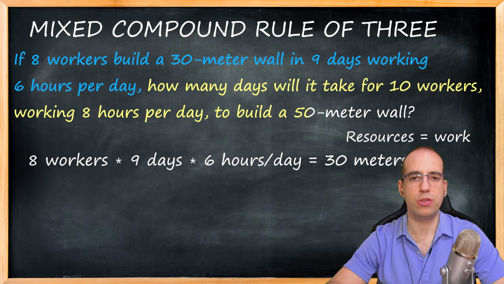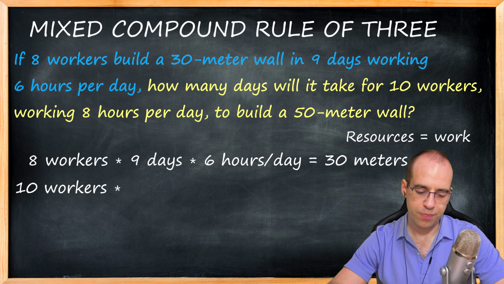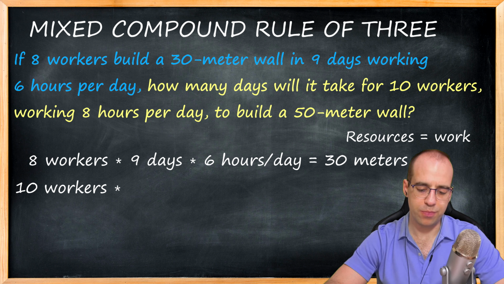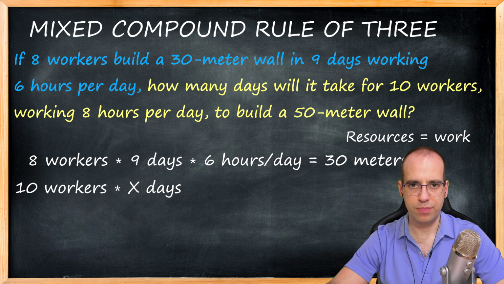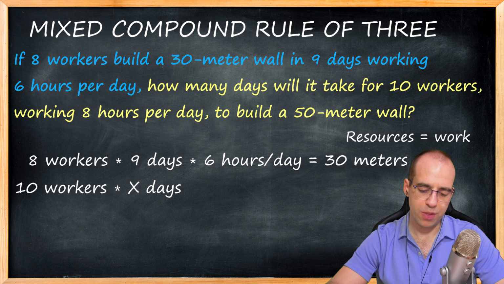In geometric combination with how many days? Well, that's our unknown. Days, the magnitude is still the same. What has changed is how many days. So there we have x days. In geometric multiplication with how many hours per day? 8 hours per day. And now we have all the resources from the question. And what is that equal to? Well, that's equal to 50 meters.